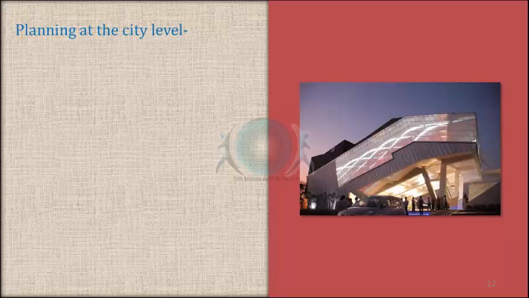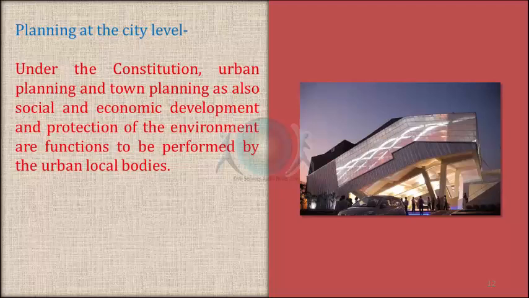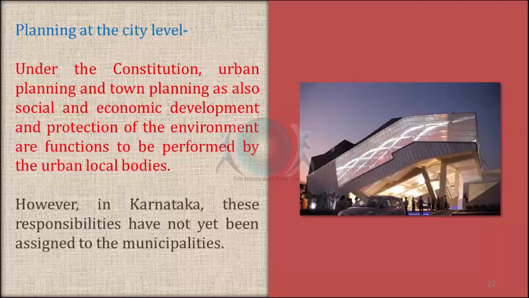Now, let us understand the details of planning at the city level. Under the Constitution, urban planning and town planning, as also the social and economic development and protection of the environment, are functions to be performed by the urban local bodies. However, in Karnataka, these responsibilities have not yet been assigned to the municipalities.